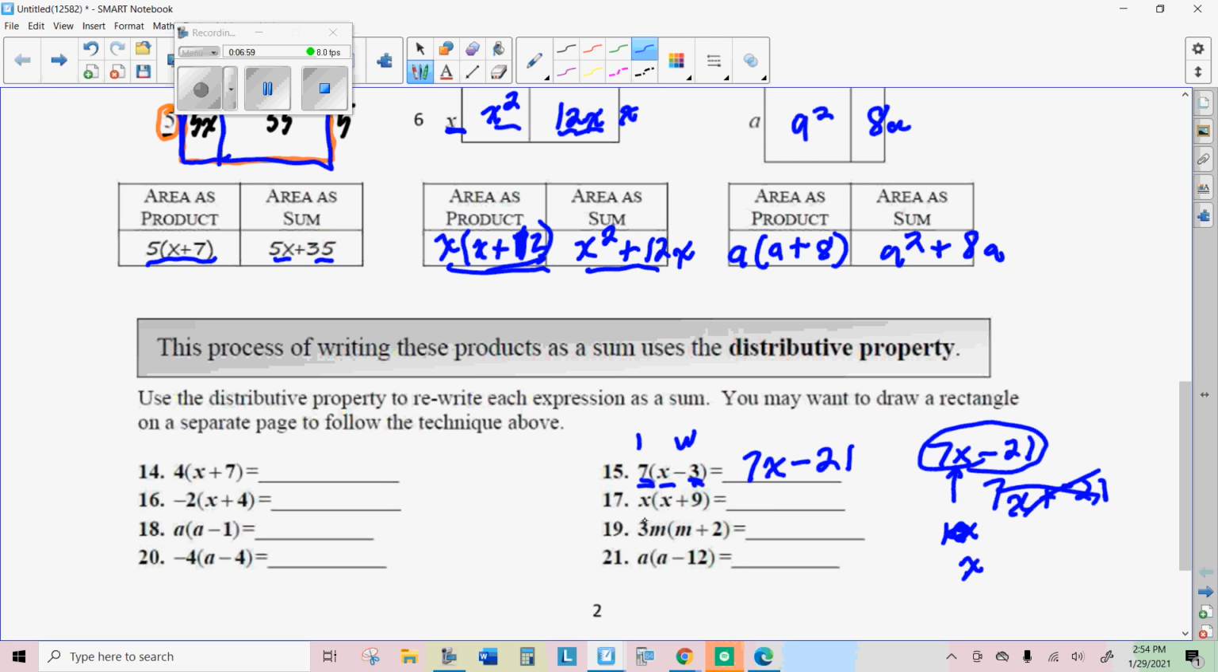Oh yeah, one more thing. If you have a power, like you're going to have in this one, you're going to do x times x, which is x to the second power. And then you have to do x times 9. Make sure you put the number first, not the variable. So it's x squared plus 9x.